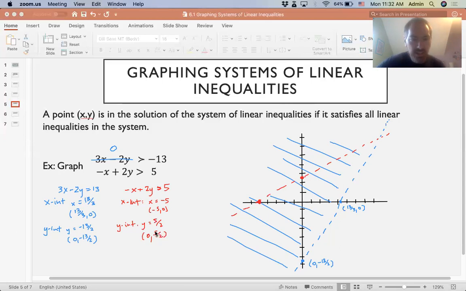All right, and which side do we shade? All right, so again, we'll use the origin, the point 0, 0, and so that means that the left-hand side will become 0. Is 0 greater than 5? No, it's not. That's a false statement. So we will shade on the opposite side from the origin.